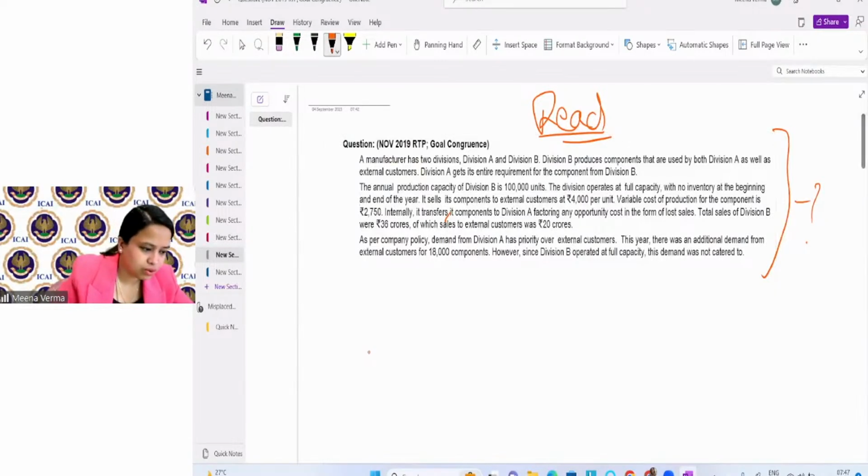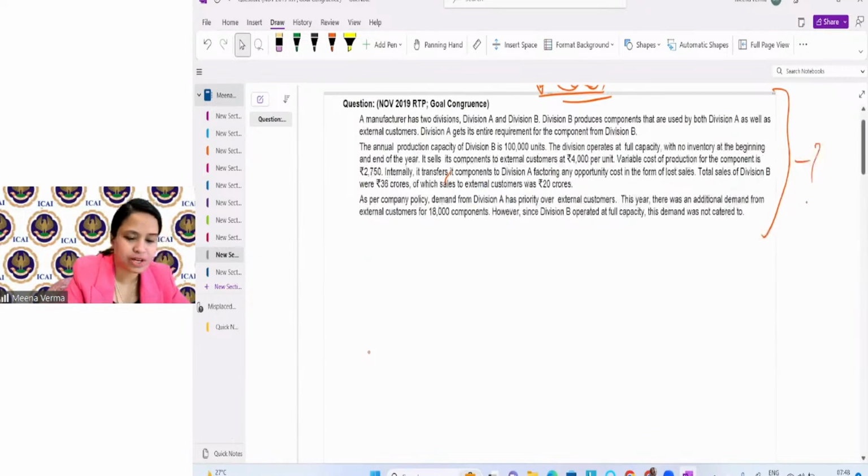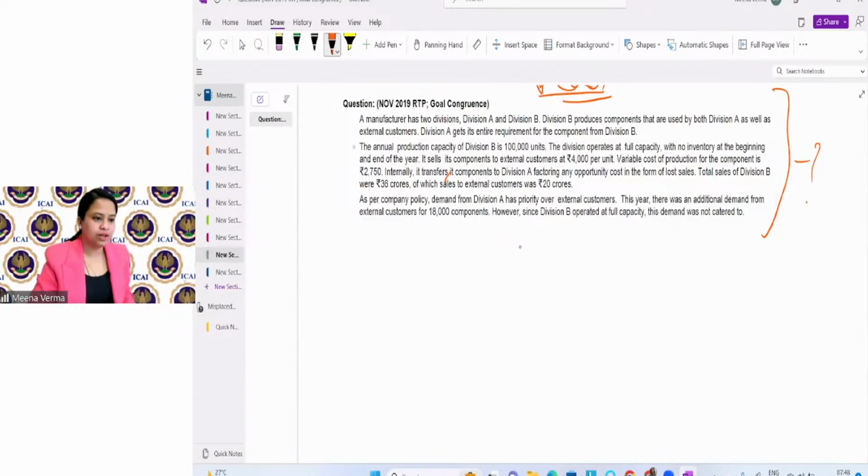Okay, let's try to make a diagram. I told you that whenever you get a question of transfer pricing, just draw it. When you draw it, you will find it very simple to solve. So when you get such a question, draw it, and it will be easy for you to solve, right? So what is happening here in this case? The company has division A and the company has division B.